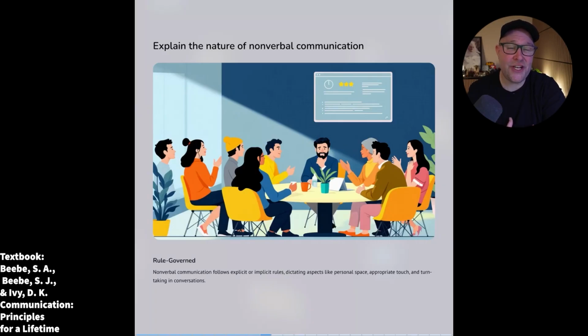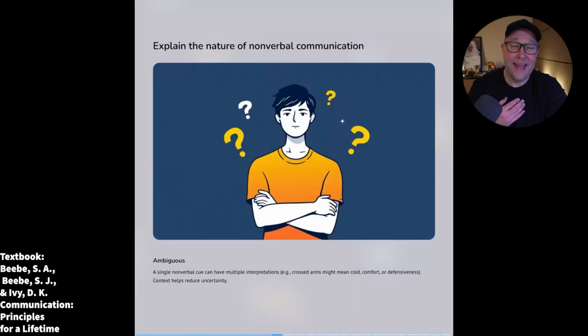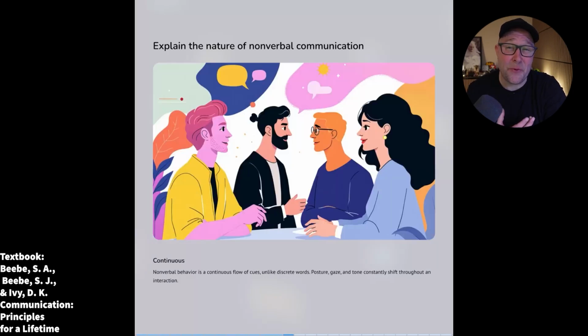Nonverbal communication is rule governed. Nonverbal communication follows explicit or implicit rules dictating aspects like personal space, appropriate touch, and turn taking in conversations. It can be ambiguous. A single nonverbal cue can have multiple interpretations. For example, crossed arms might mean cold, comfort, or defensiveness. Context helps reduce uncertainty.